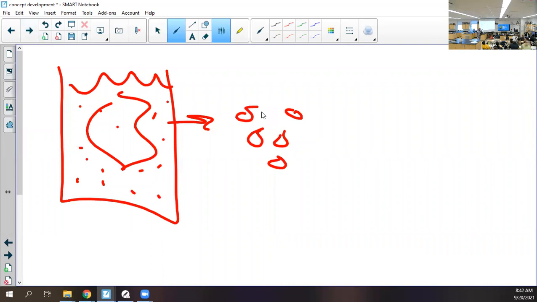We're taking a chunk of sugar that we can see, and we put it into water, and then it breaks into smaller particles that I cannot see. But are they still there? Yeah. Here's your experiment tonight to prove it.